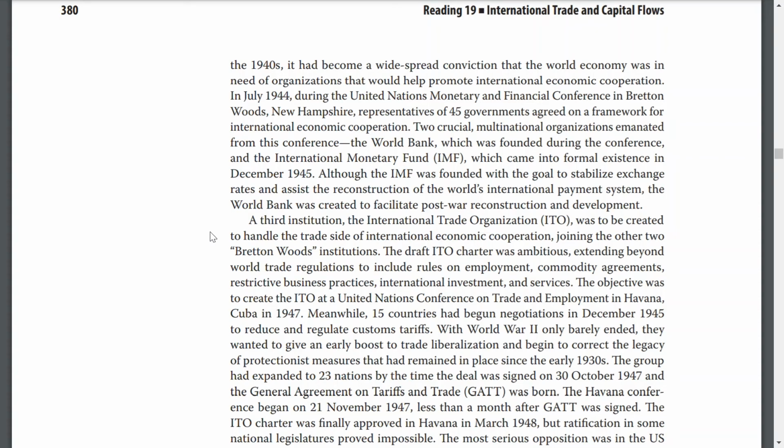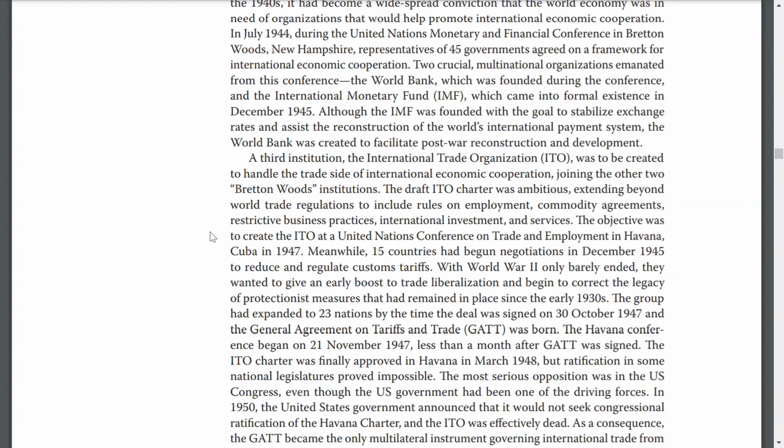Joining the two Bretton Woods institutions, they drafted the ITO Charter with ambitions extending beyond world trade regulations to include rules on employment, commodity agreements, restrictive business practices, international investments, and services. The objective was to create the International Trade Organization at the United Nations Conference on Trade and Employment in Havana, Cuba, in 1947. Meanwhile, 15 countries had begun negotiations in December 1945 to reduce customs tariffs.